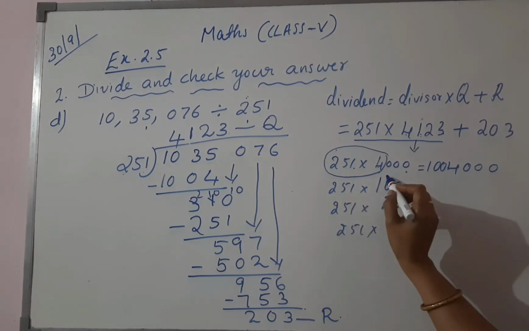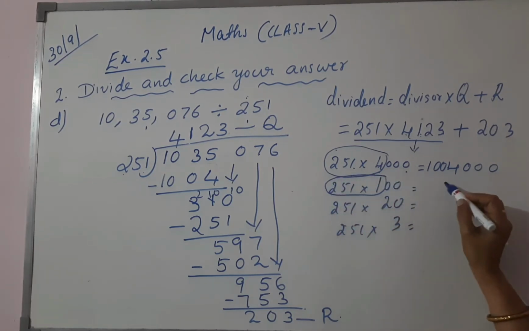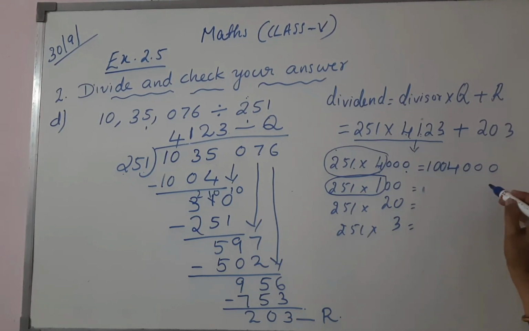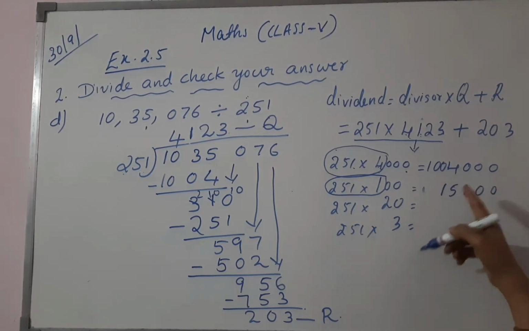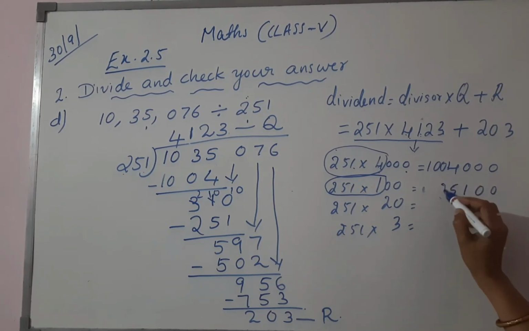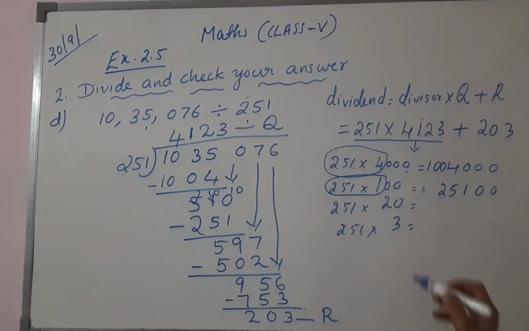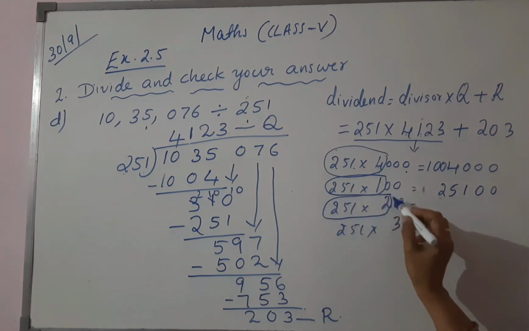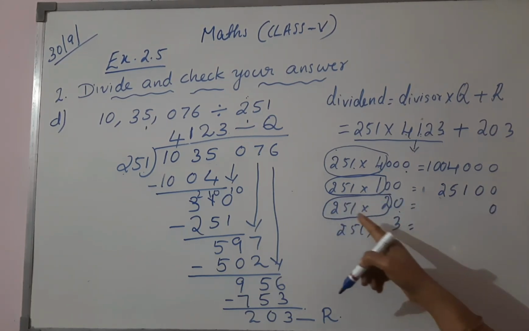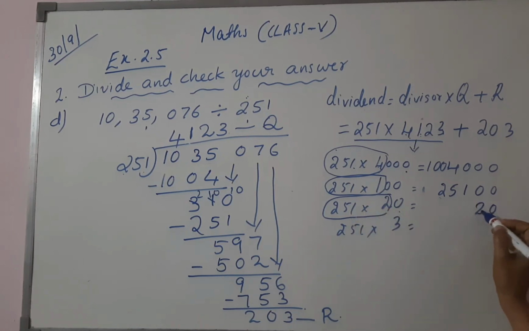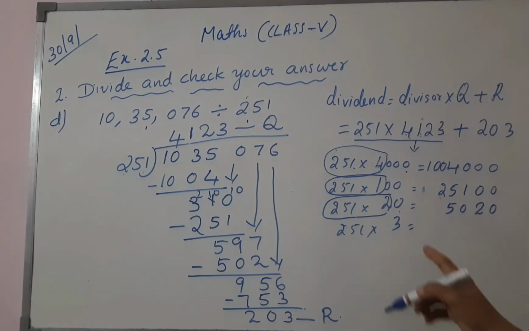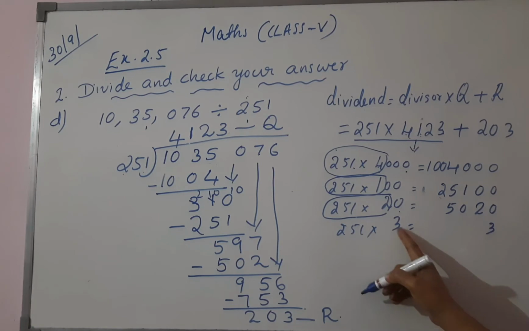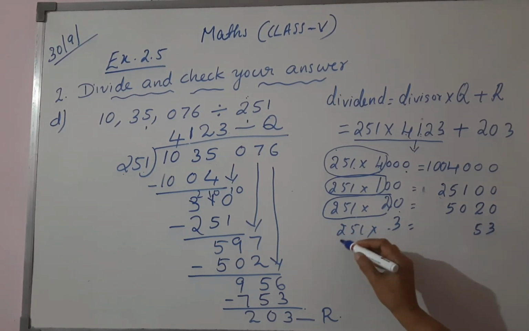Now 251 into 1. You have to multiply 251 and 1. So we are getting 251. How many zeros here? 2 zeros. Write those 2 zeros and then we can write 251. You have to write in the correct place. Now next is 251 into 2. How many zeros are there? 1 zero. Write that 0. 251 into 2. 2 ones are 2, 2 fives are 10, 2 twos are 4 plus 1, 5. 251 into 3. 3 ones are 3, 3 fives are 15, 3 twos are 6 plus 1, 7.